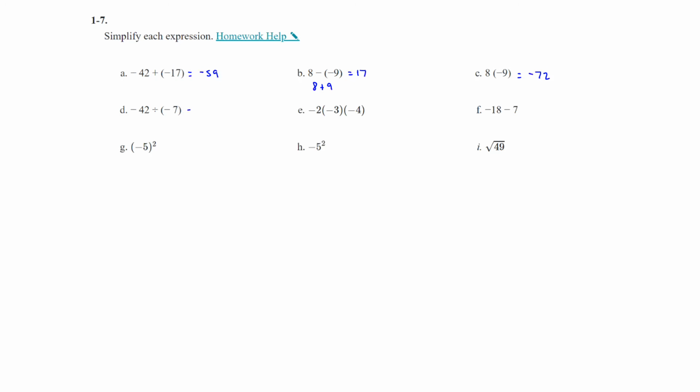We have division here. Negative 42 divided by negative 7. Another way you could potentially see this is 42 divided by 7. Negative divided by negative is a positive, so that's positive 6.